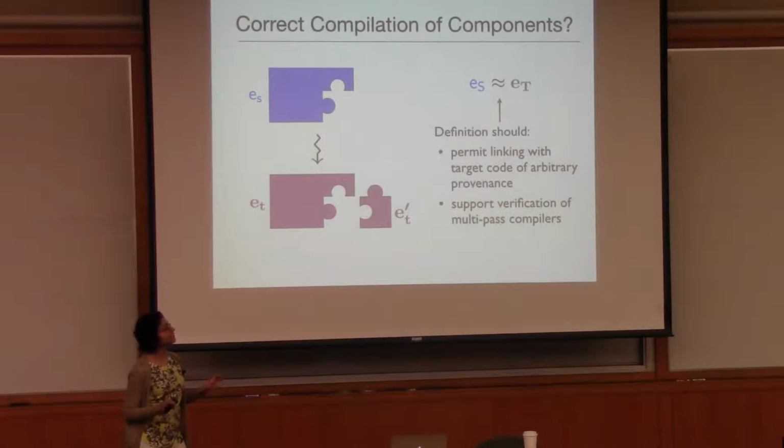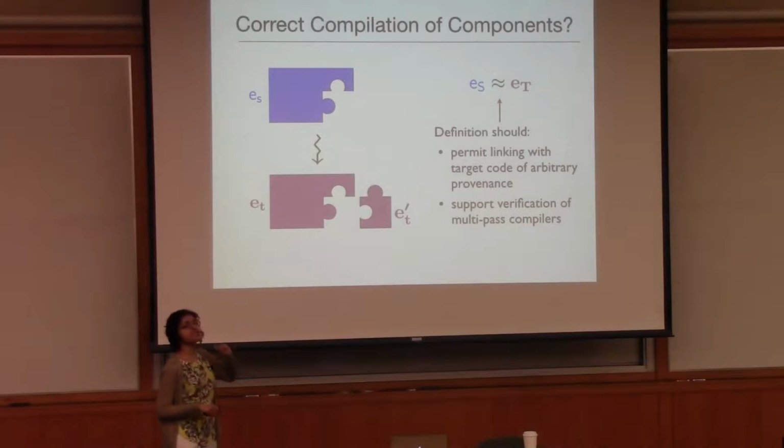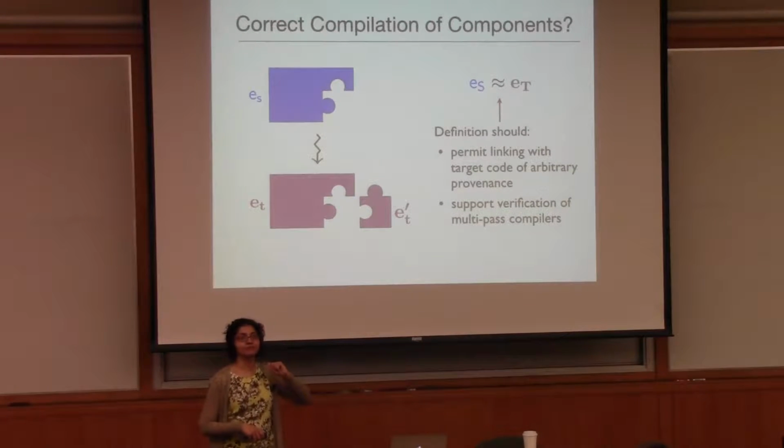And it should support verification of multi-pass compilers, because realistic compilers are always written in multiple passes. Okay? I know I haven't said anything about multi-pass yet, but I put this up here because doing both of these things at the same time is surprisingly hard. Okay? All right.